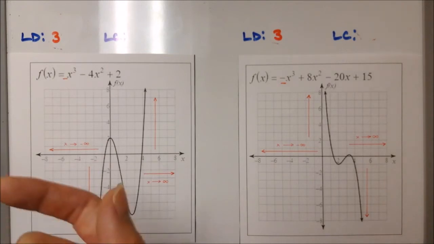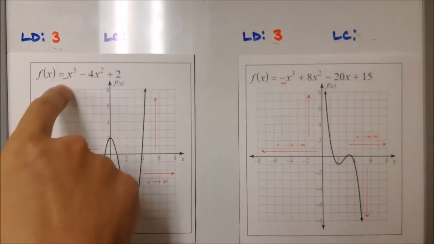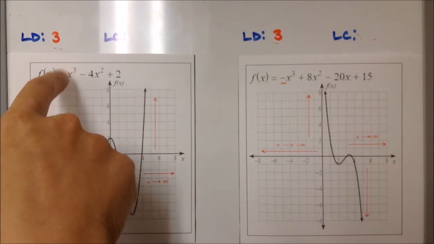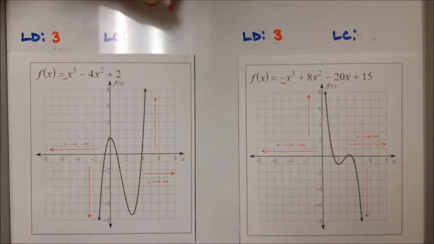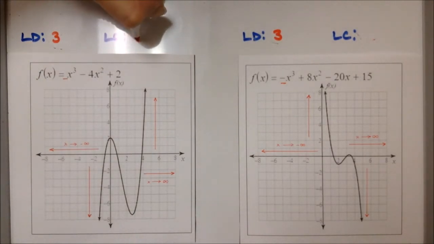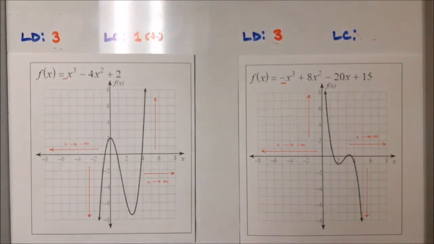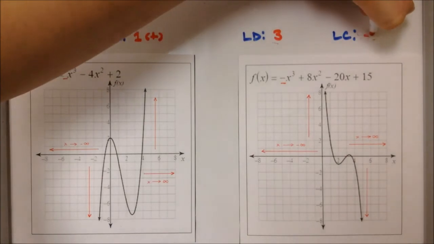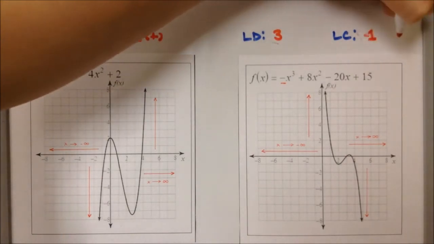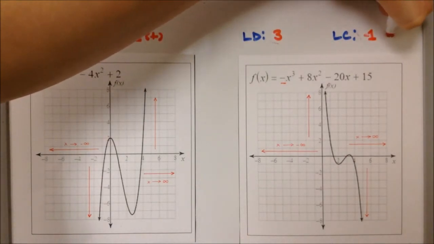Now let's look at the leading coefficient on the left. As you can see, it's an invisible 1. But again, we're going to mainly focus on the sign, which is positive. On the right, you can see it's a negative 1. But again, we're going to mainly focus on the sign, which is negative.